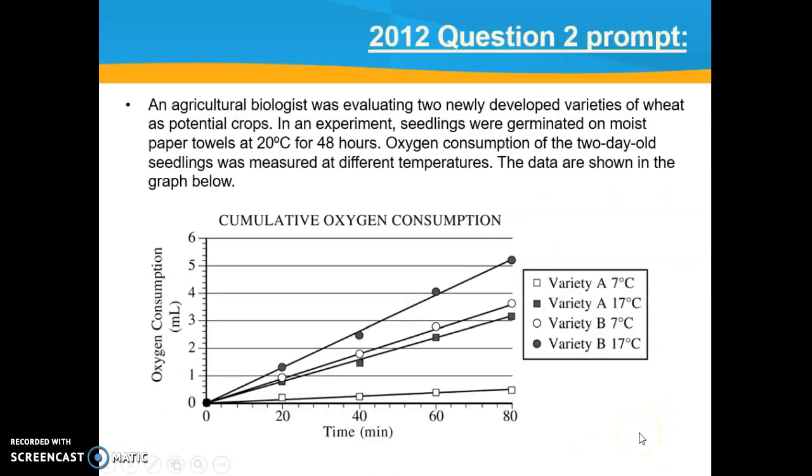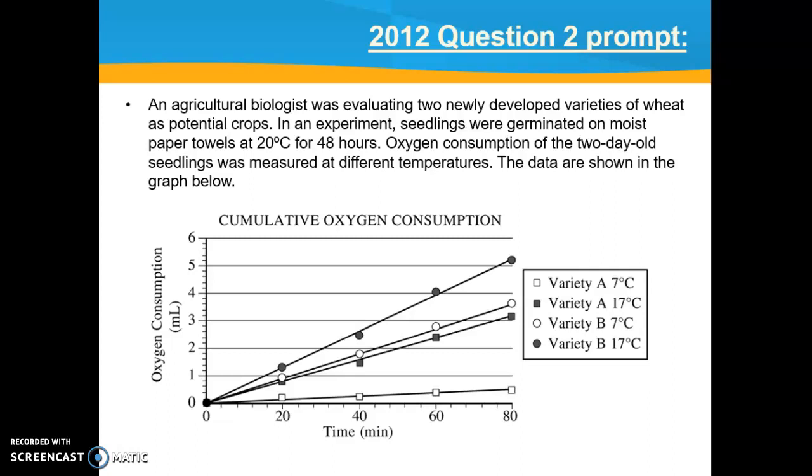So here is our AP question from 2012, and we're looking at seedlings germinating. Now notice that in this question, they do not use the word cellular respiration, but something that is key is that they're talking about oxygen consumption. And if you remember, aerobic cellular respiration requires oxygen. So they are talking about cellular respiration here.